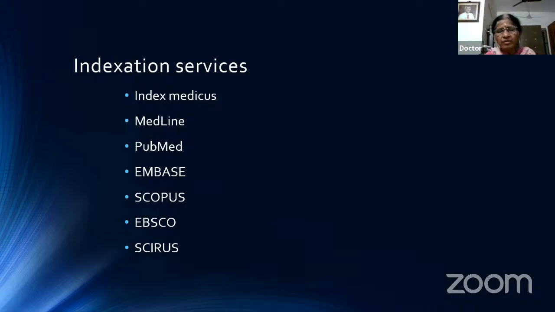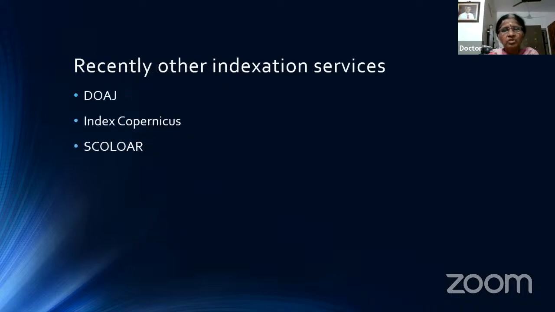All of us are very familiar with PubMed, Embase, Scopus, EBSCO, and Scirus. All these are indexation services. So if your article is in PubMed, that means it's an indexed journal. Okay. Recently, other indexation services are also included, such as DOAJ, the Directory of Open Access Journals.